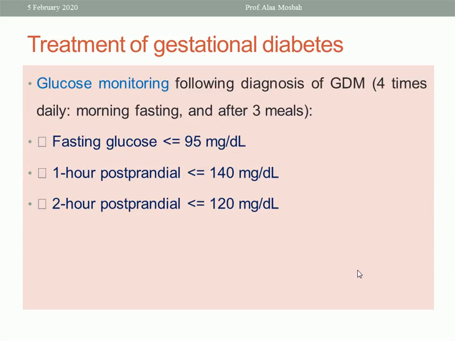Glucose monitoring following diagnosis of gestational diabetes should be 4 times daily: morning fasting, and after 3 meals. Fasting glucose should be less than 95 mg/dL. 1 hour postprandial less than 140 mg/dL. 2 hour postprandial less than 120 mg/dL.